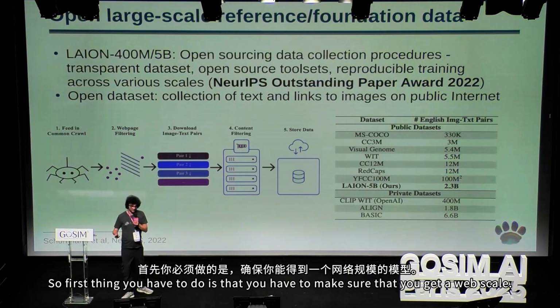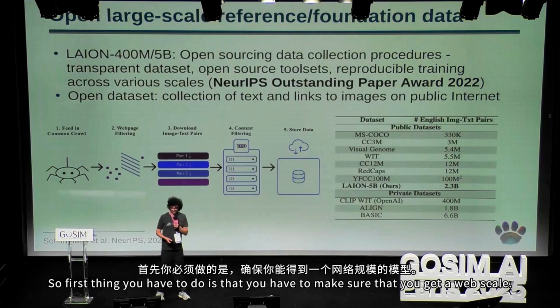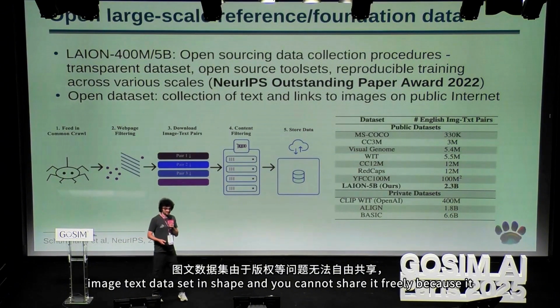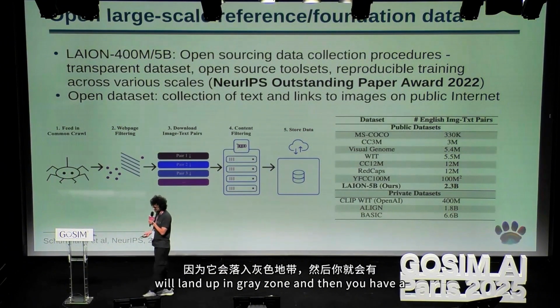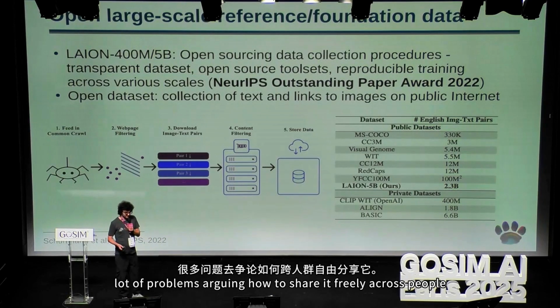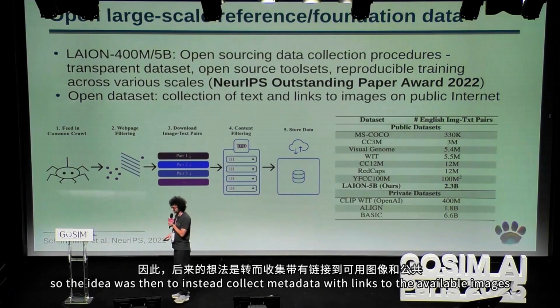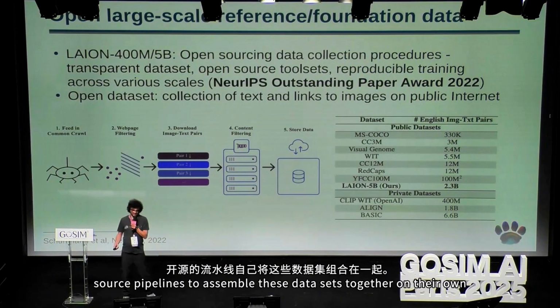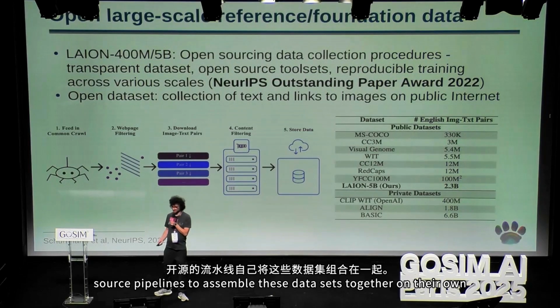So the first thing you have to do is make sure that you get a web scale image text dataset in shape, and you cannot share it freely because it will land in a gray zone, and then you will have a lot of problems arguing how to share it freely across people. So the idea was to instead collect metadata with links to the available images on the public internet, and people then have to use fully open source pipelines to assemble these datasets on their own.